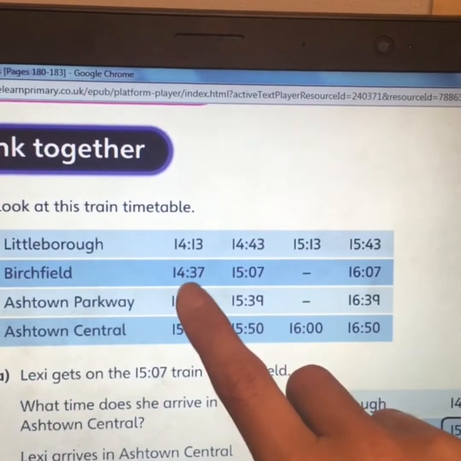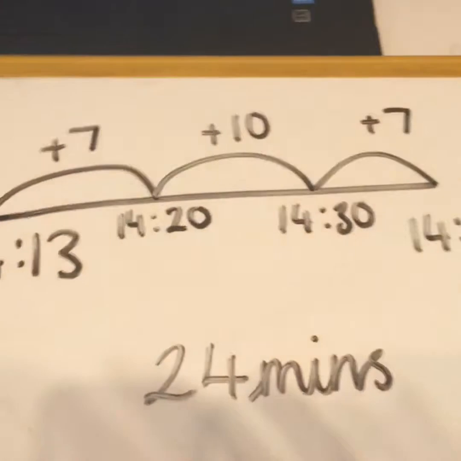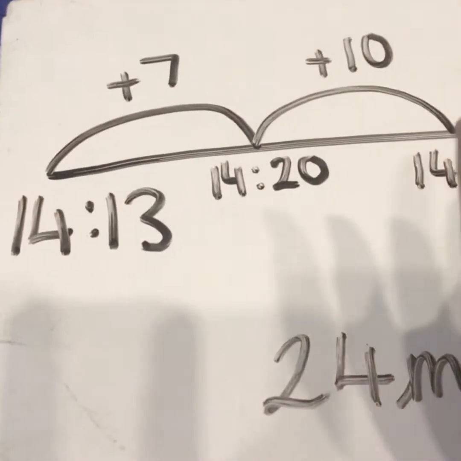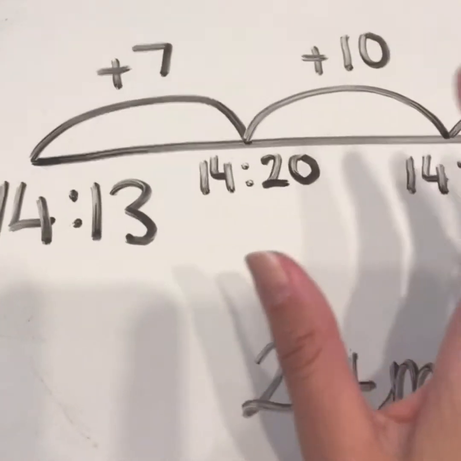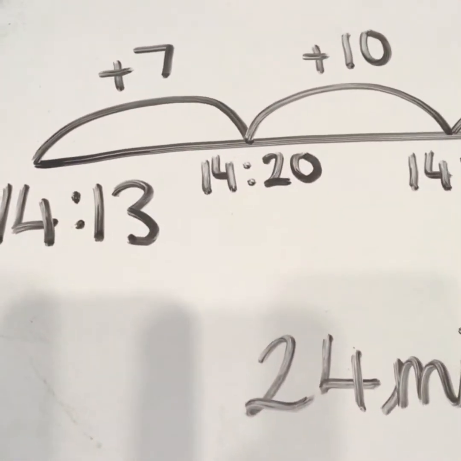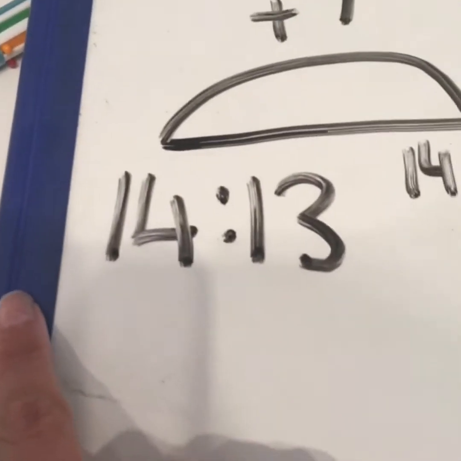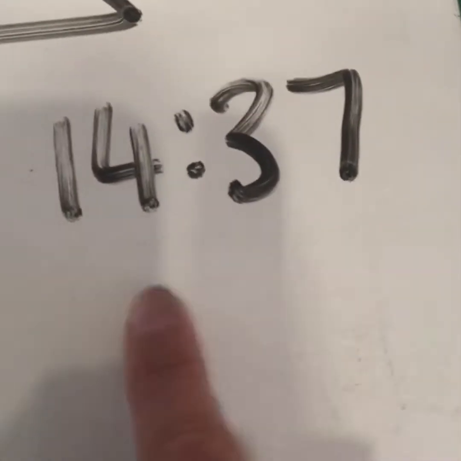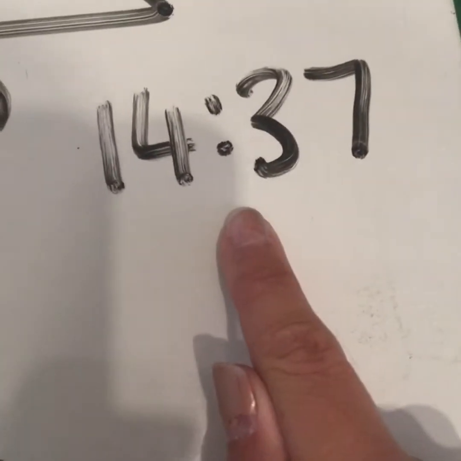Now, you could just do that sum in your head. If you can't, don't worry. The best method to use is a number line. And the jumps you take and the size of the jumps you take is completely up to you and it's how confident you are with your mental math skills. Now, I've tried to break this down so that you can see everything that I've done. So we start at 14:13 and we want to get to 14:37 because that's where he gets off the train.